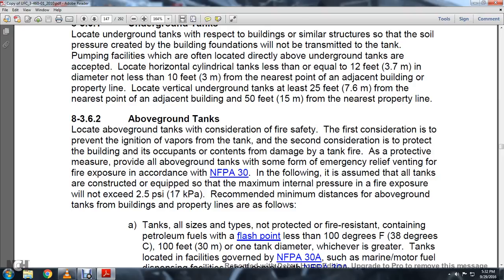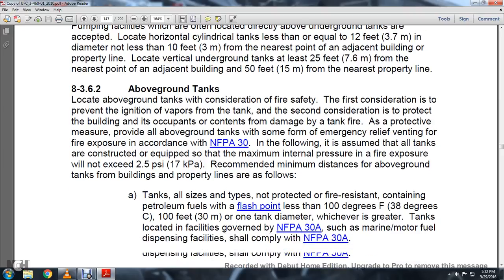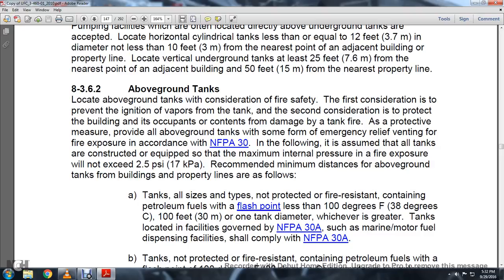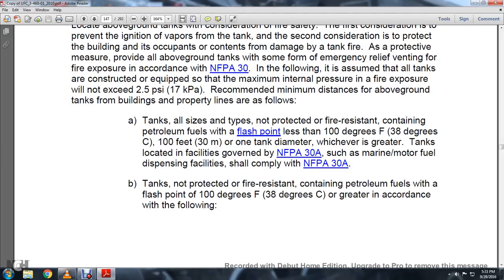Recommended minimal distances above ground for the tanks, buildings, and property lines are as follows. Tanks of all sizes and types not protected with fire resistant containment, containing petroleum fuels with a flash point of less than 100 degrees Fahrenheit: one or more of the tank's diameter, whichever is greater; 100 feet, or one or more of the tank diameter, whichever is greater. If the tank is located in facilities governed by NFPA 30A, such as marine and motor fuel dispensing facilities, it should comply with NFPA 30A.